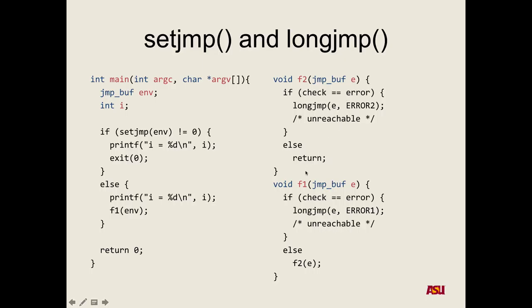So the idea is, whenever this longjmp with error 1 is called here with this env, the code will jump back up here, except the return value will be error 1. And if it's called from here, it'll jump back here, and the return value will be error 2. No matter how many nested calls we are in, we'll still jump back to that code, the stack will be cleaned, and the registers will all be put back to where they should be.